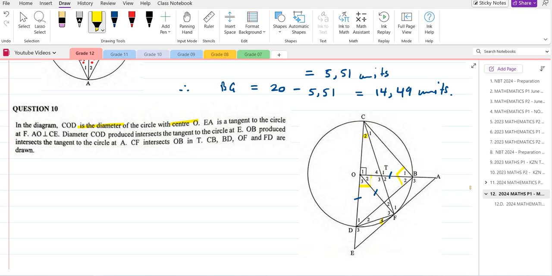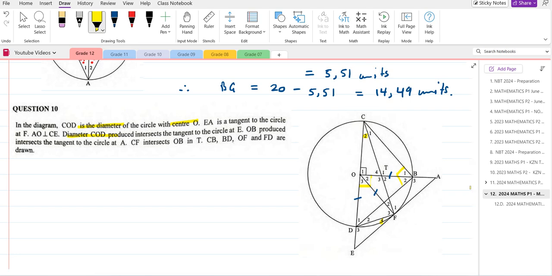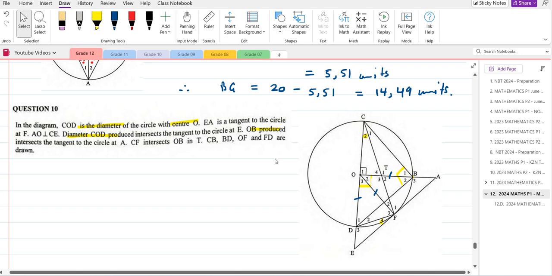Why did they give us this? Alright, carry on. Diameter COD produced intersects the tangent to the circle at E. OB is produced intersects the tangent to the circle at A. So this entire line is a tangent, so it intersects at A. The tangent line and this radius from there to there intersect at A. CF intersects OB at T. The rest of the lines are just drawn. So the most important information we put down.